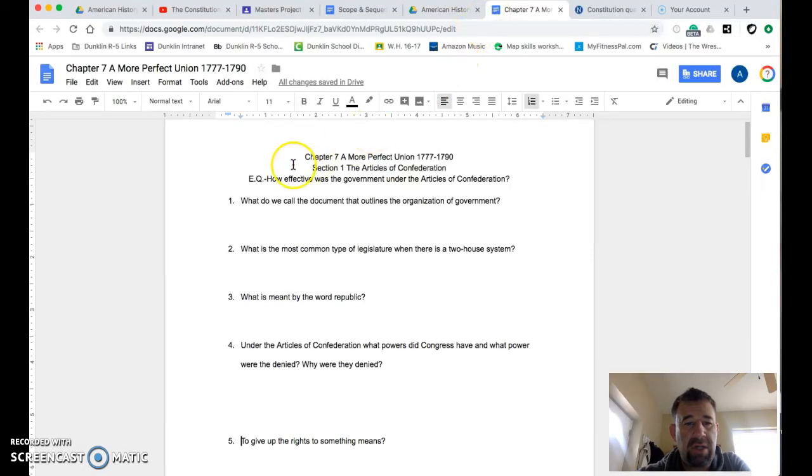We are into chapter 7 now, and we're talking about the Constitution. We finished up last unit with the end of the Revolutionary War. Now we need to figure out how we're going to create a government for this war. So to start out the chapter, beginning of the week, you guys.